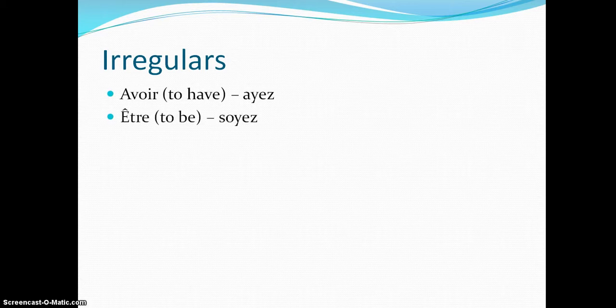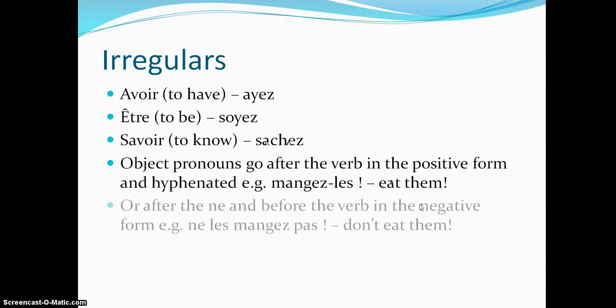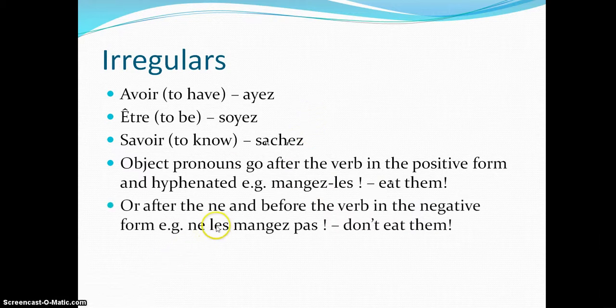Okay, again, obvious irregulars, but if you check your verb tables, you should be okay. Avoir goes to ayez, être goes to soyez, and savoir goes to sachez. And object pronouns go after the verb in the positive form, as they do with the singular you. Mangez-les, eat them. But when it's negative, it goes before the verb. Ne les mangez pas. Don't eat them.